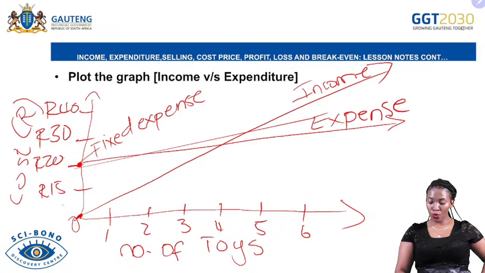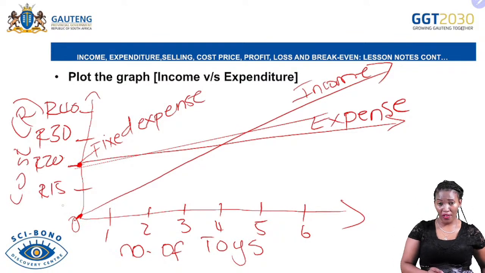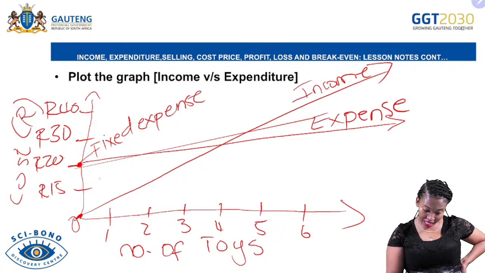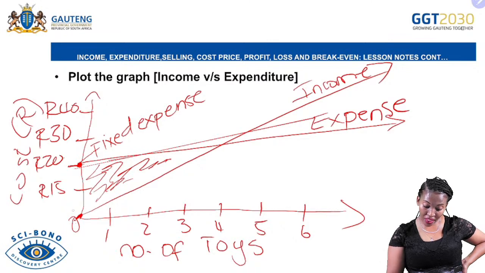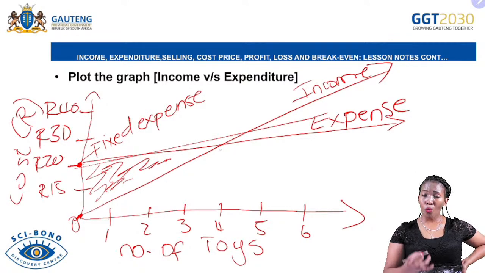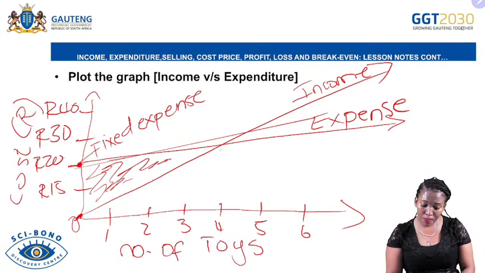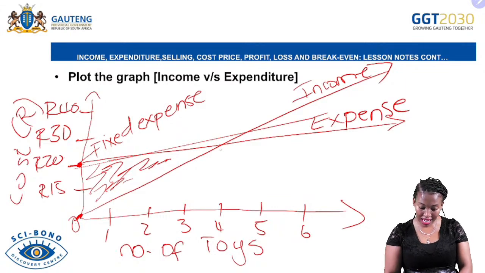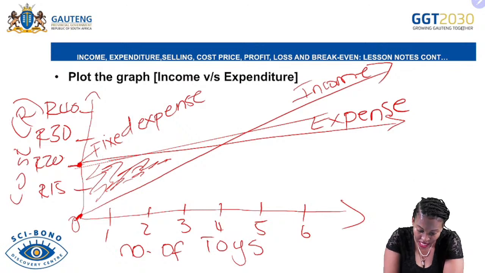So now that you have two graphs, you will come across these graphs more often now that you're in grade 12. This part here is where the expenses graph is on top of the income graph. What does that mean? It means this business is running at a loss. It is not making any profit because the expenses are more than the income in this area here.